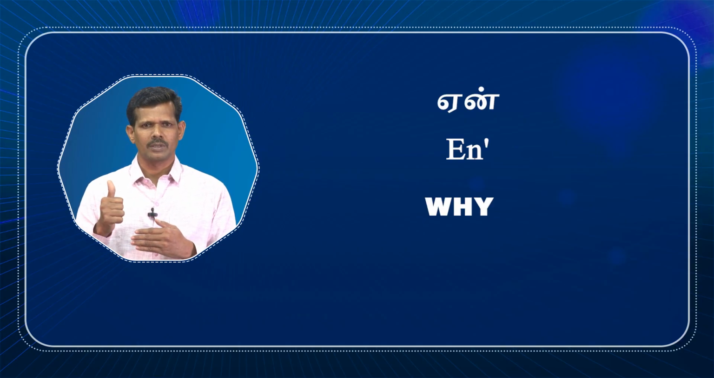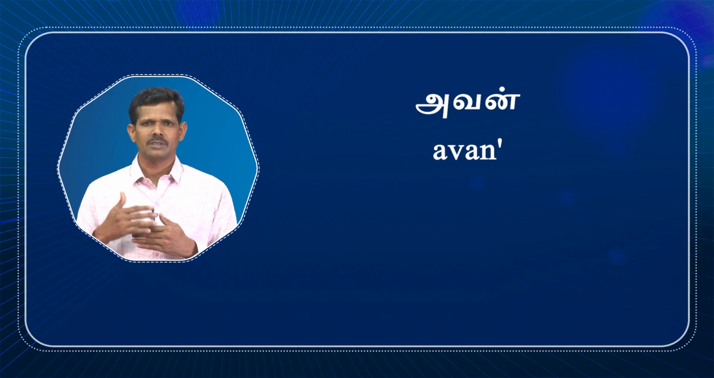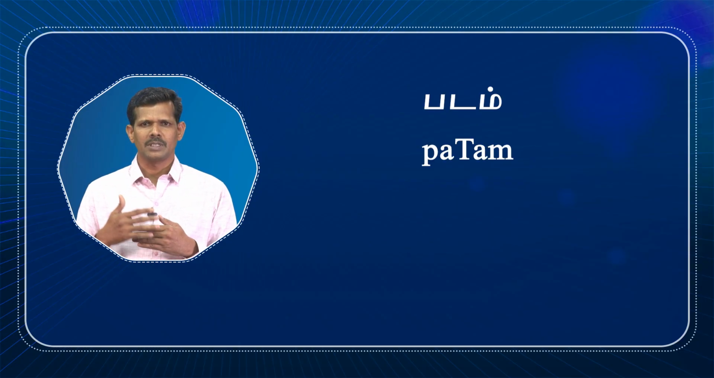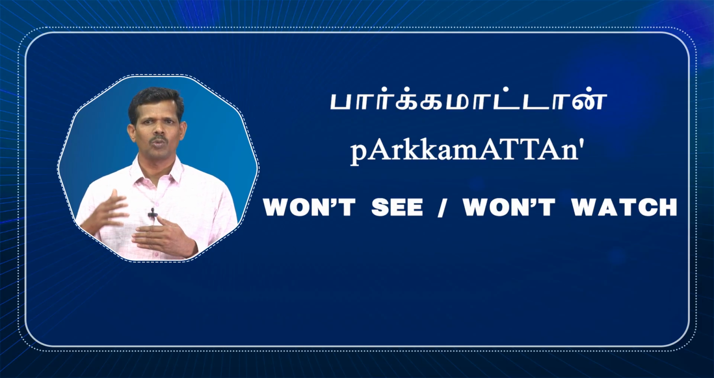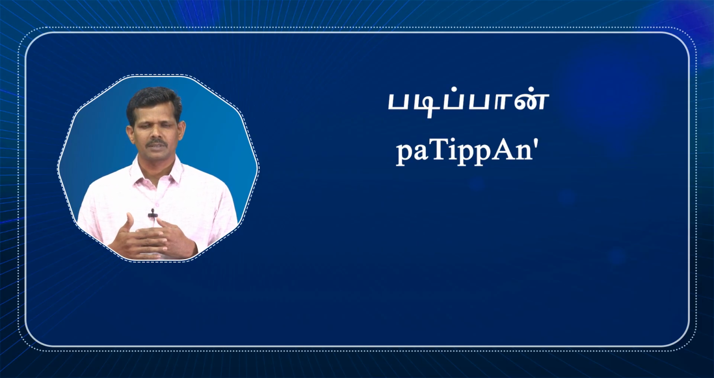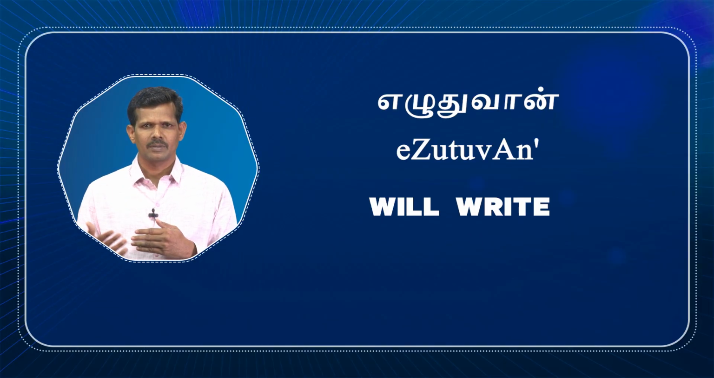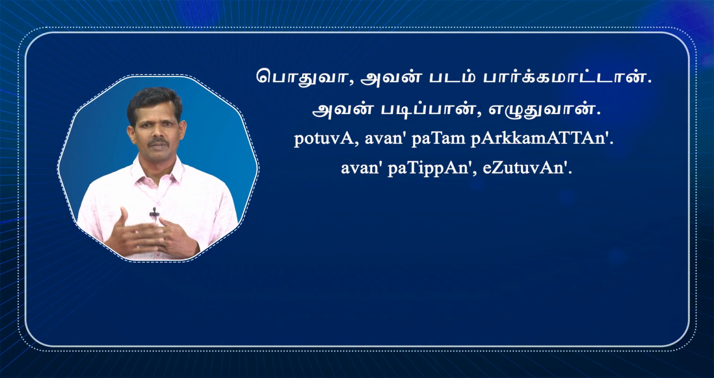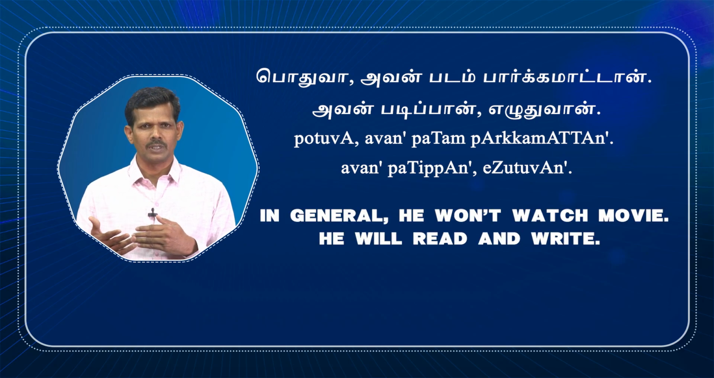ஏன் means why. பொதுவா means in general. அவன் means he. படம் means movie. பார்க்க மாட்டான் means won't see or won't watch. படிப்பான் means will read. எழுதுவான் means will write. பொதுவா அவன் படம் பார்க்க மாட்டான், அவன் படிப்பான் எழுதுவான். In general, he won't watch movie, he will read and write.